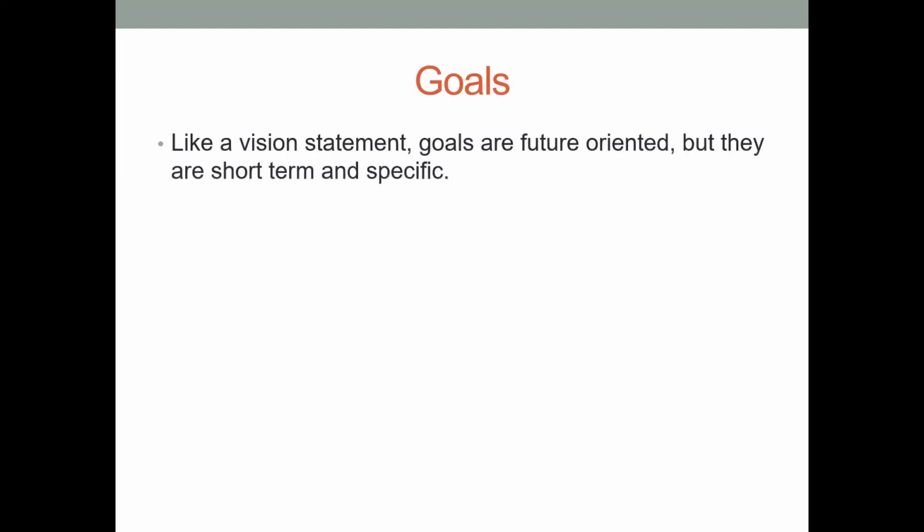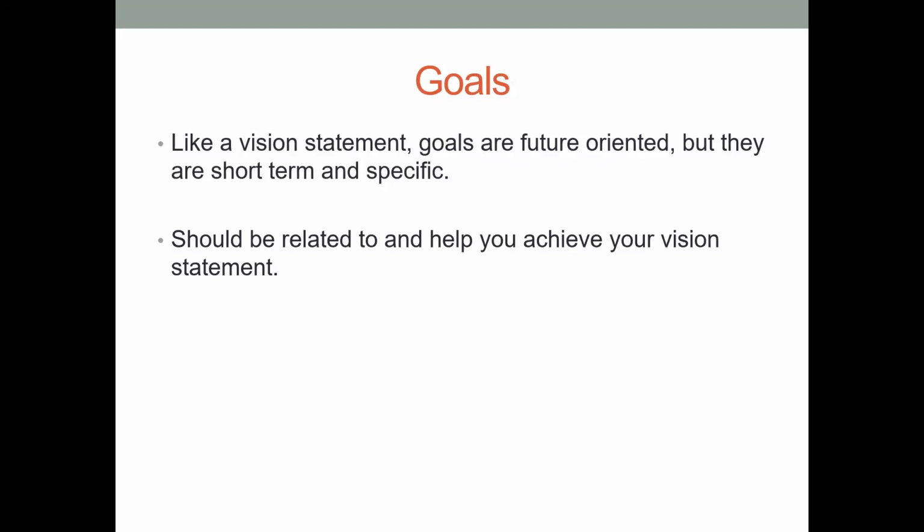Goals, like a vision statement, are also future-oriented. However, they are short-term and specific, whereas a vision statement is general. Goals should be related to and help you to achieve your vision statement. Goals are a work in progress. They are not carved in stone. You can change your mind. You can cross out goals that are no longer right for you. And of course, you can add new goals.